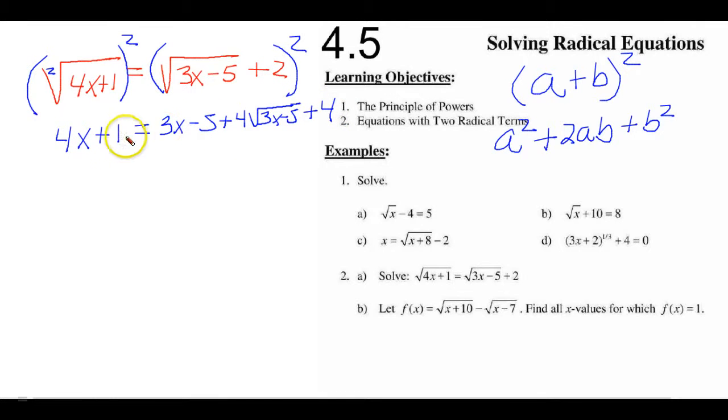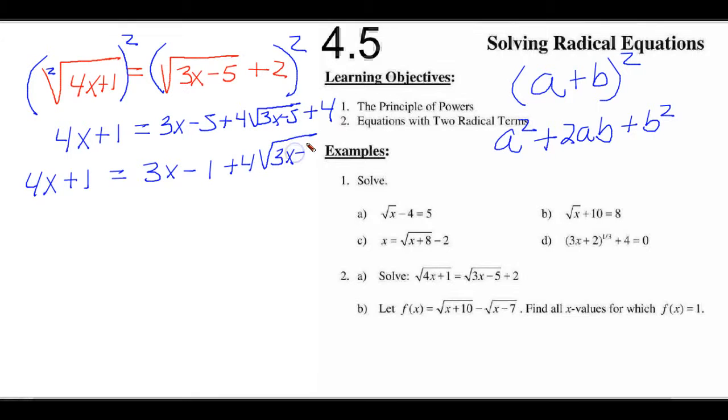Now we're going to collect like terms and isolate the radical. So let's see what we have here. We have 4x plus 1 equals, nothing to combine there. Now we have a negative 5 and a positive 4. That will give us a negative 1 plus 4 times the square root of 3x minus 5.